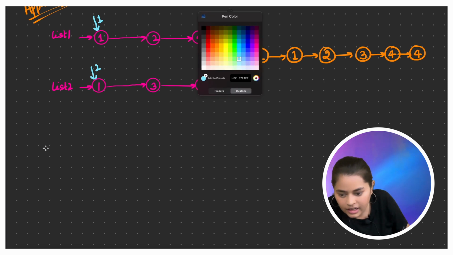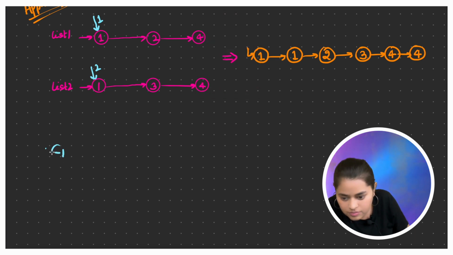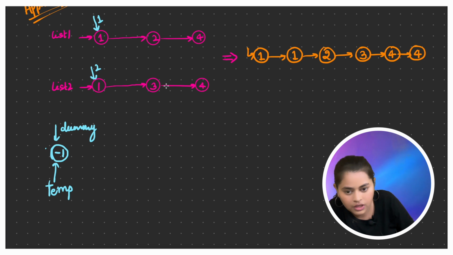I am saying let's create one dummy node. Let's say the content of the dummy node is -1, right? We created one dummy node. Initially, we have one more pointer, temp, which is pointing to the same dummy node. After these initializations, that is pointer 1 pointing to list 1, pointer 2 pointing to list 2, and a dummy node having content -1, with temp pointing to this dummy node, right?